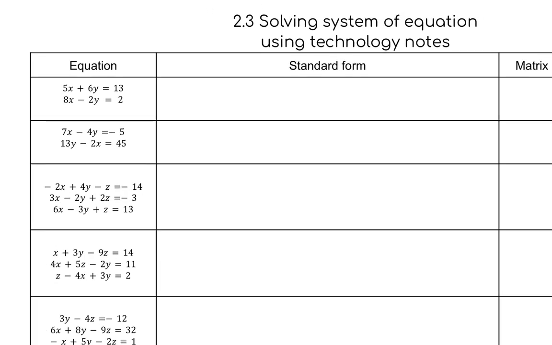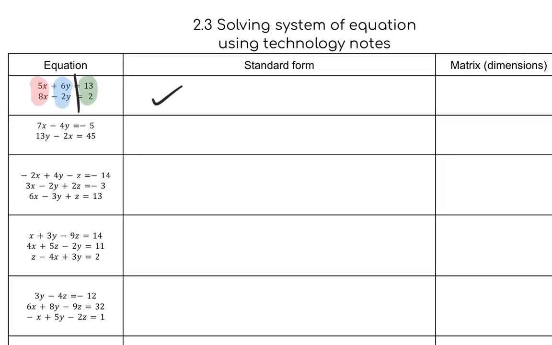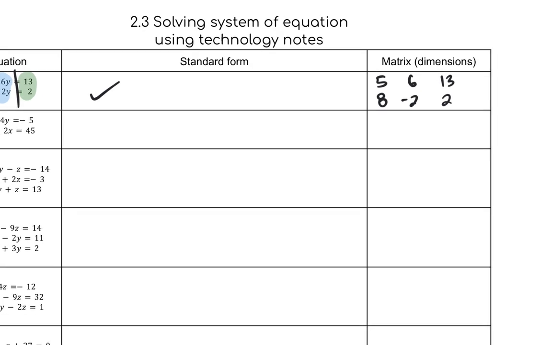For example, first, I need to make sure that I have standard form. Here's where I told you all to color code. X is one color, Y another color, and then we would have the equal sign and my constants at the end. Since I have that, I can move on and say that yes, my standard form is done. So for my matrix, I have the 5, the 8, 6, -2, 13, and 2. And I do kind of want the dimensions. Dimensions is just the sizes. We go rows by columns. So I have 2 rows, 3 columns, just like that.